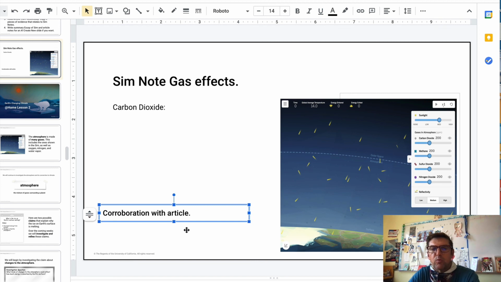And A-level people will make this slide, maybe add another slide, 5-sentence CER summarizing your findings from the sim and the article. Remember, this is Thursday, Friday Epic.